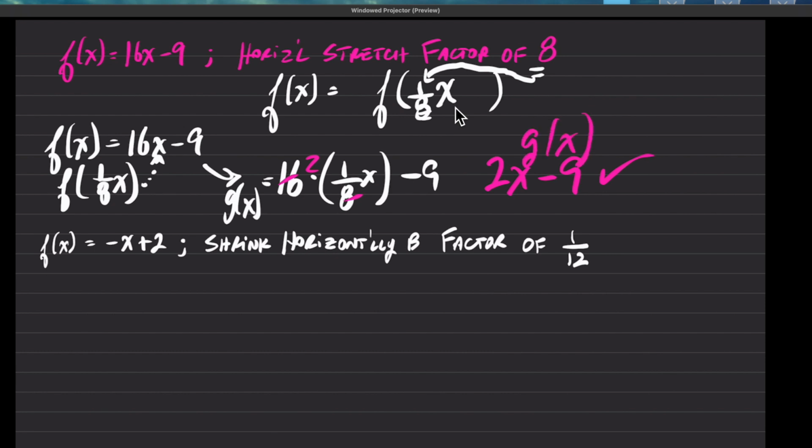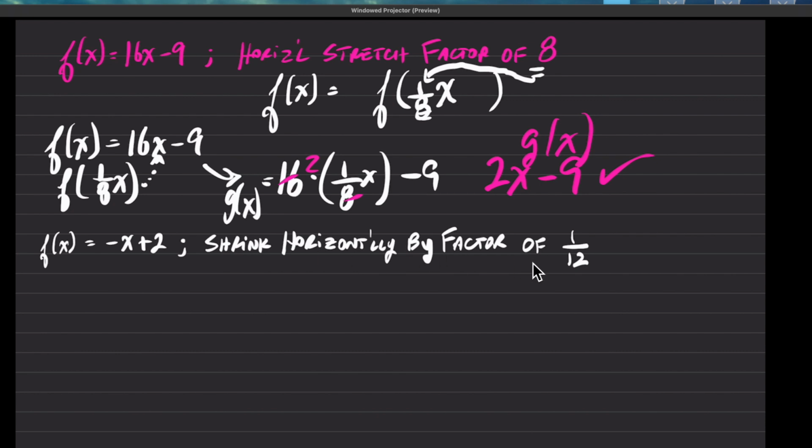Sorry, that's not very neat. Okay, down below, real world function is given, negative x plus 2. We're asked to shrink, create g of x where we shrink horizontally by a factor of 1/12.